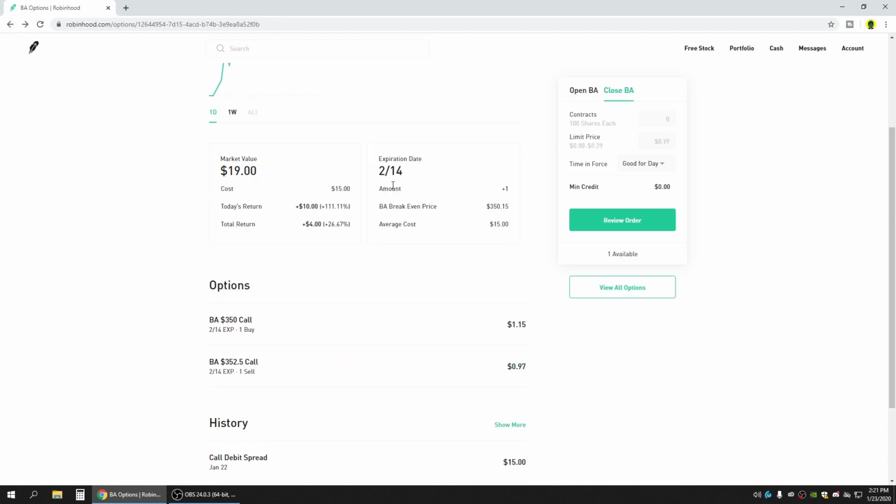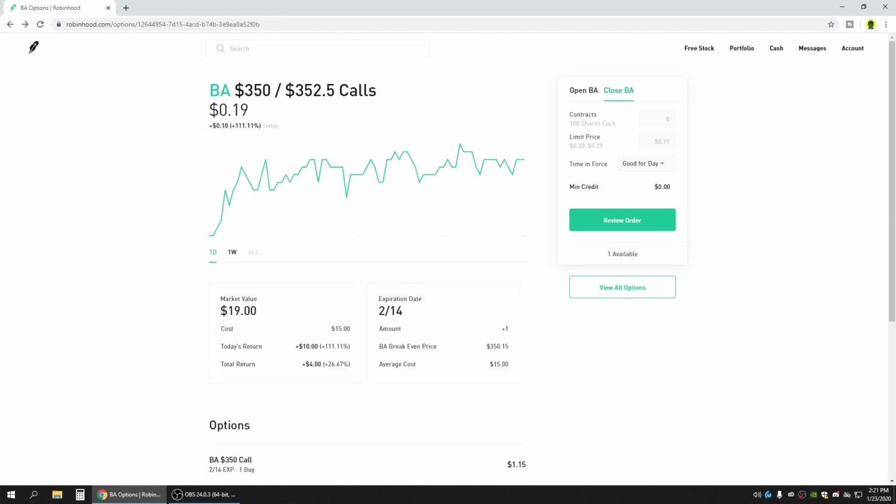Now, the only way to get the $250 gain, you can see it's $250 because you do 352.5 minus 350, that's 2.5 left. 2.5 times 100 shares, $250. So if Boeing ends above 352.5 on this expiration date, 2/14, I'll be able to get the full $250. But I'm really not planning for Boeing to go up that high. I'm really expecting more like 340, 345 maybe. So I'm going to end up selling this contract before it even gets to the expiration.